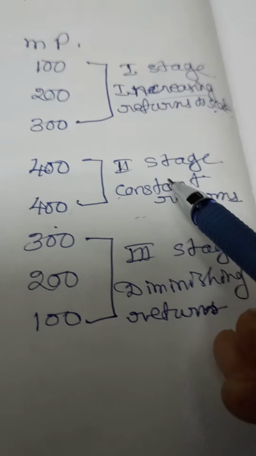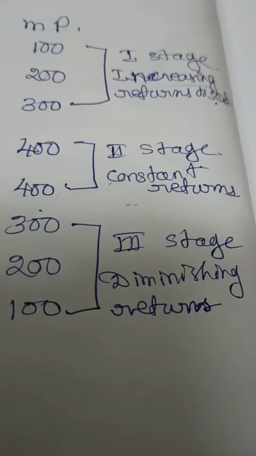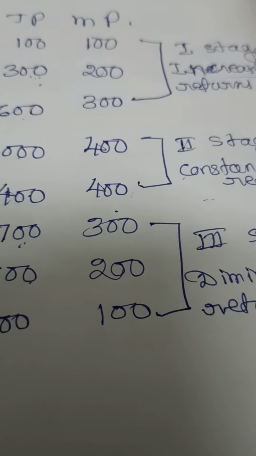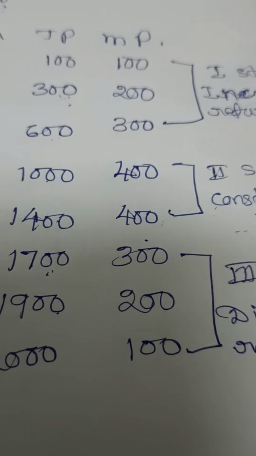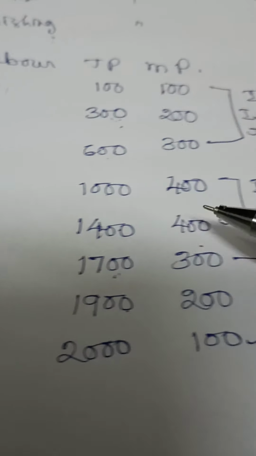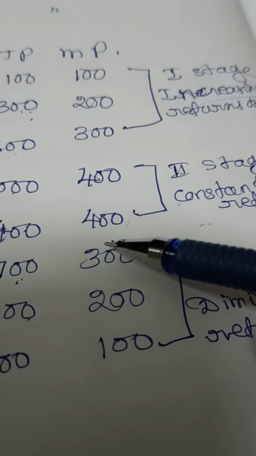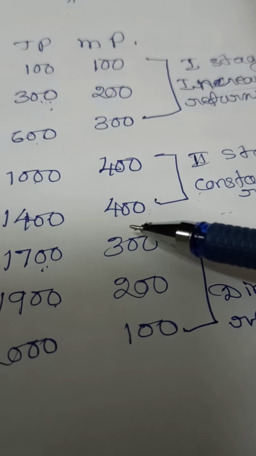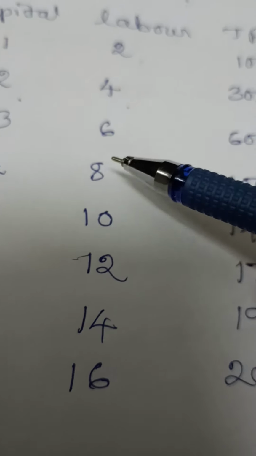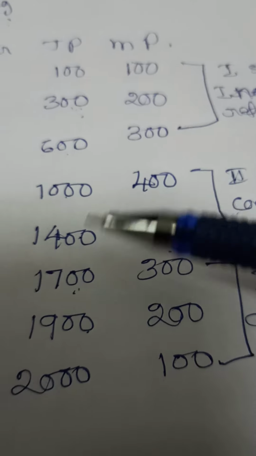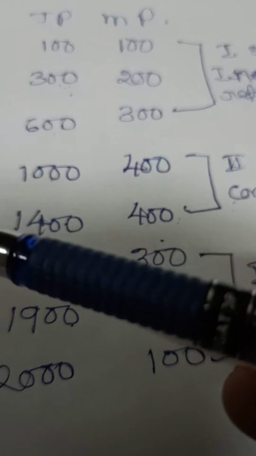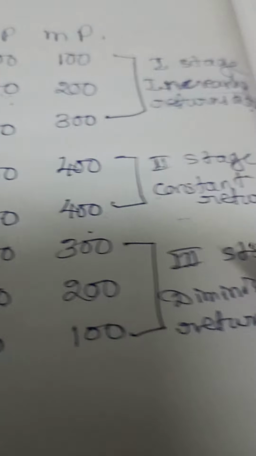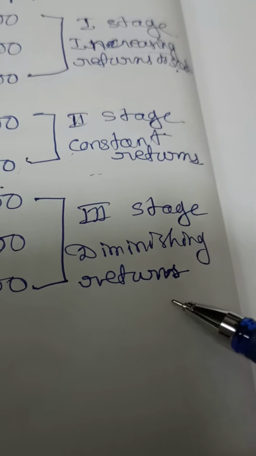The second stage is known as constant return to scale. So here the output increases in the same proportion. When you double the input, we get double of the output. So the marginal product remains the same, and this is known as constant return to scale. When you increase labor and capital 2 times, you will get the output also 2 times. That is called constant return to scale.